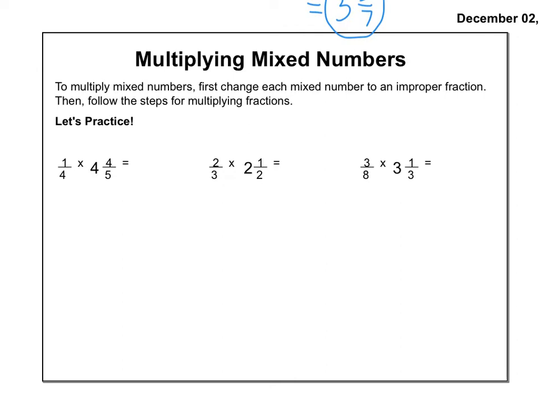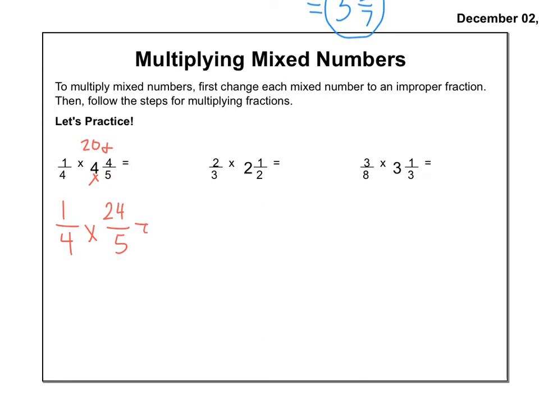So in the first one, if we have 1/4 times 4 4/5, the 1/4 can stay exactly the way it is. But 4 4/5 we need to change to an improper fraction. Remember, to do that, we multiply the denominator times the whole number. So 5 times 4 is 20. Then we add the numerator, which would give us 24, and we rewrite it over the same denominator. So we would get 1/4 times 24/5.